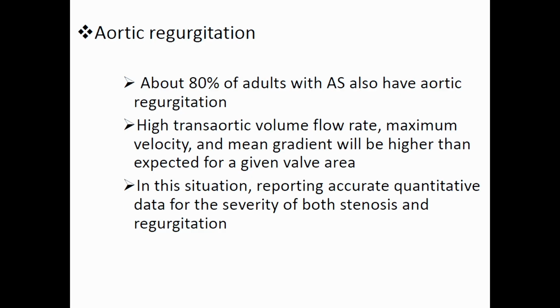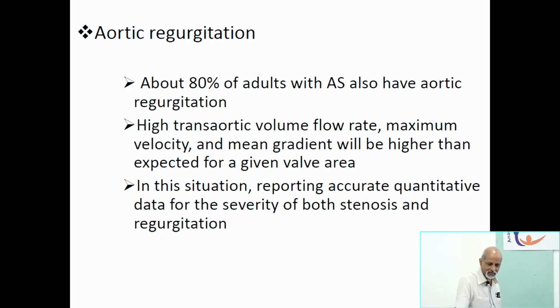So we'll go just quickly through the aortic regurgitation. About 80% of adults with AS also have some sort of aortic regurgitation, because sometimes the defect is more, the leaflets just don't co-opt, so there is AR as well. So with the high trans aortic volume flow rate, the maximum velocity and mean gradient will be higher than expected for the valve area in that situation. Reporting accurate quantitative data, both stenosis and regurgitation, has to be considered together.